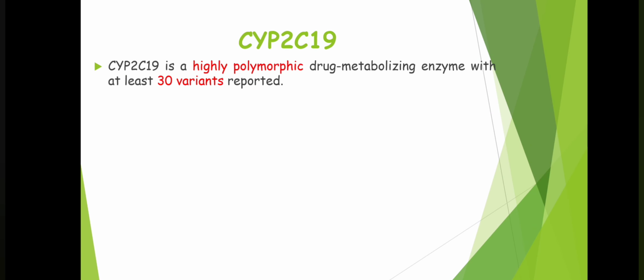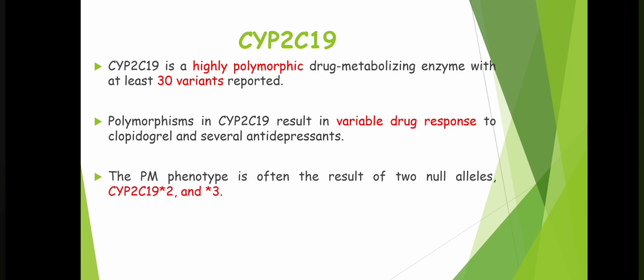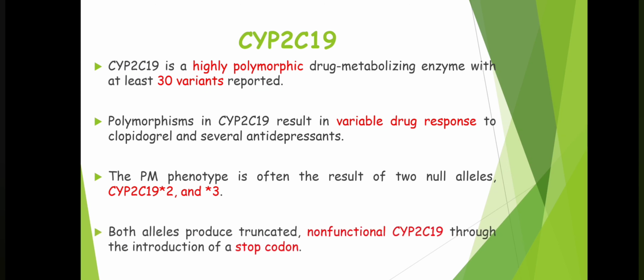Our next enzyme is CYP2C19. CYP2C19 is a highly polymorphic drug metabolizing enzyme with at least 30 variants reported. Polymorphisms in CYP2C19 result in variable drug response to clopidogrel and several antidepressants. The PM, that is poor metabolizer, phenotype is often the result of two null alleles, that is CYP2C19*2 and *3. Both alleles produce truncated non-functional CYP2C19 through the introduction of a stop codon.